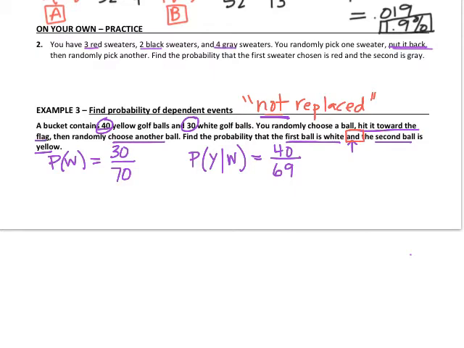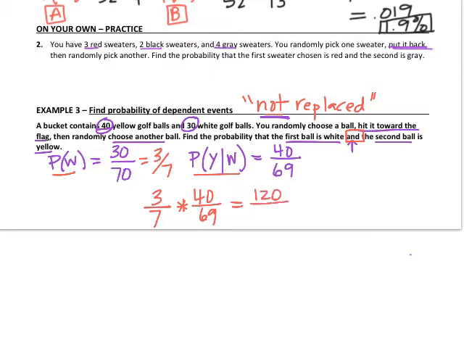So the word and means that we're going to multiply. So rather than using 30 over 70, I'm going to use 3 over 7 because I know I can reduce that and use the smaller numbers, which are easier. And then I'm going to multiply that by this second probability. So the first probability was pulling a white ball out of the bucket, and then the second probability is pulling a yellow ball after a white ball has already been taken out.